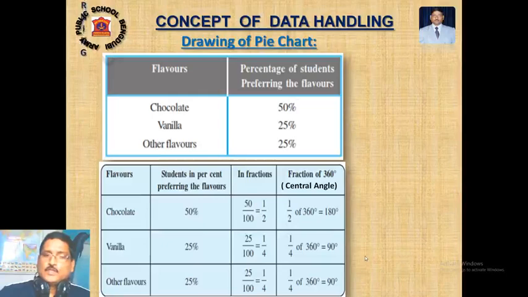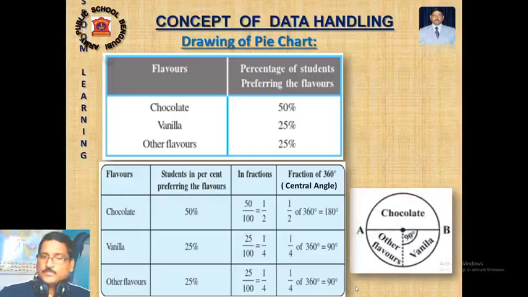Then we have to divide half the portion to represent chocolate, 90 degrees, which means 25%, represents vanilla, and 90 degrees for other flavors. How? This. So chocolate is this. You can add different colors, but here there is no option, I cannot put any color. So this 180 degrees represents chocolate, and each remaining part is 90, one part for vanilla, another part for the other flavors.